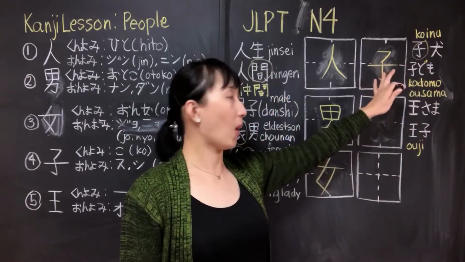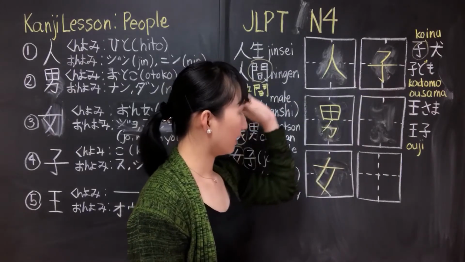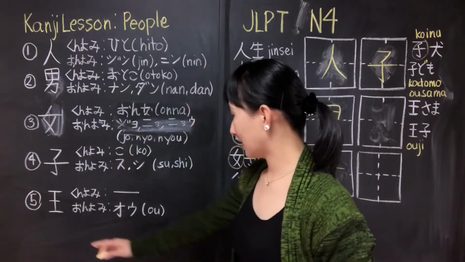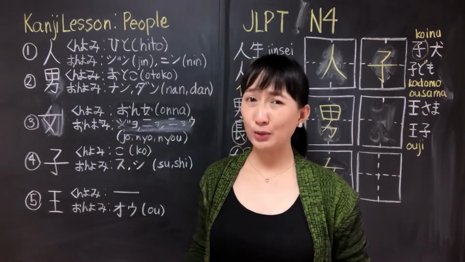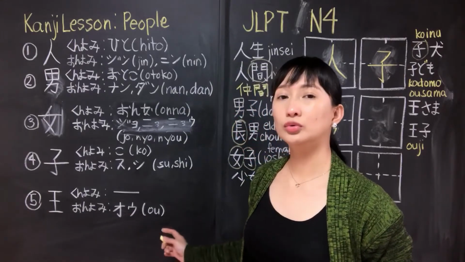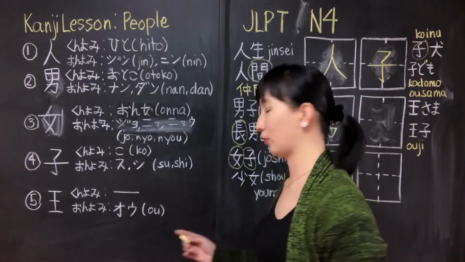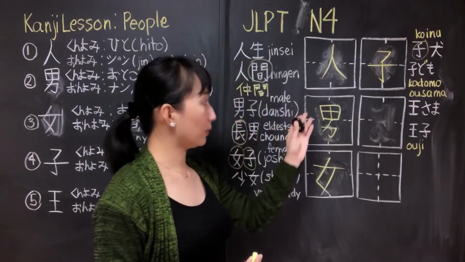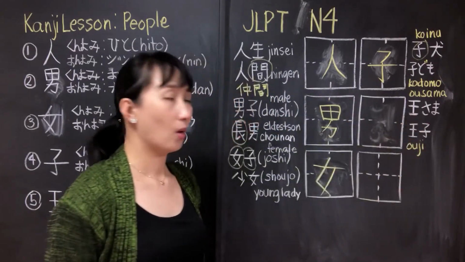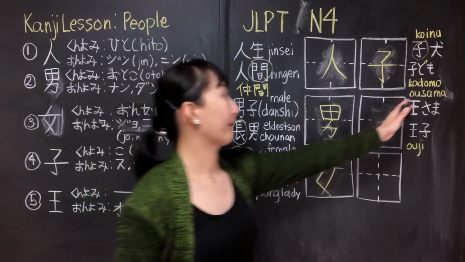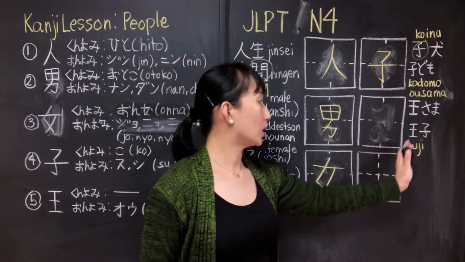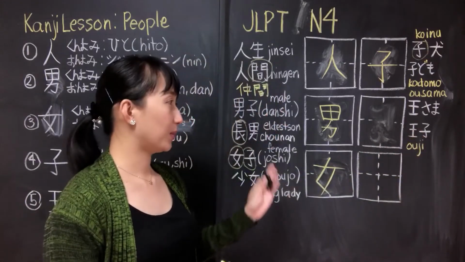So this is ko. The other kanji that we have for today, or our last kanji for today, is this kanji. It doesn't have any kunyomi, but it has an onyomi, which is ou. And the examples that I have for you for this kanji are ousama, which means king, and ouji, which means prince.